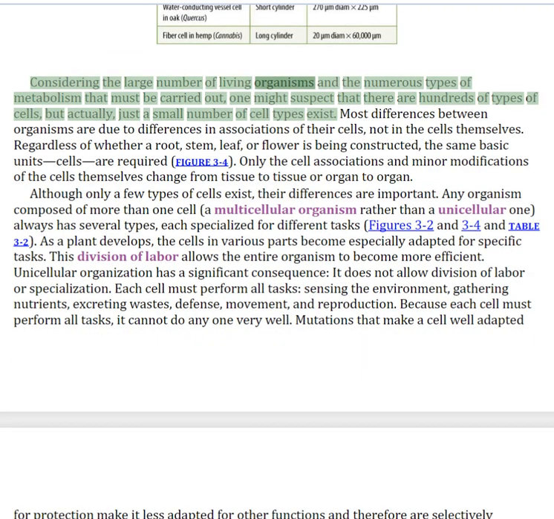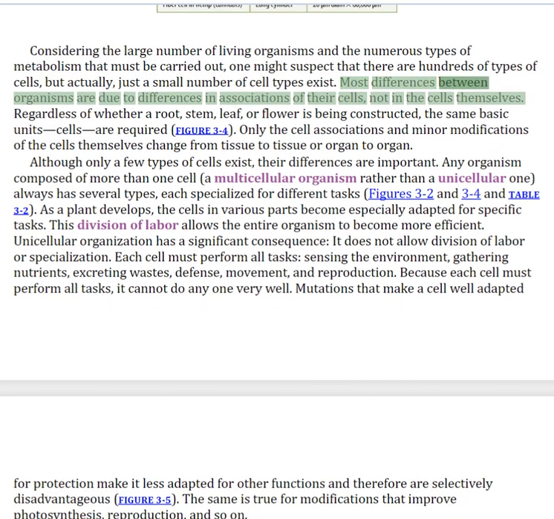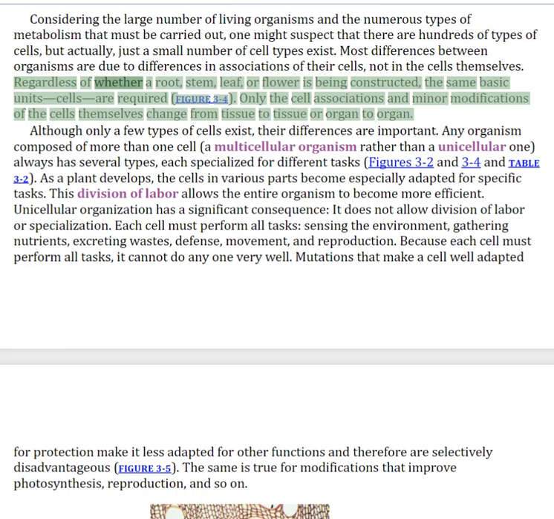Considering the large number of living organisms and the numerous types of metabolism that must be carried out, one might suspect that there are hundreds of types of cells, but actually, just a small number of cell types exist. Most differences between organisms are due to differences in associations of their cells, not in the cells themselves. Regardless of whether a root, stem, leaf, or flower is being constructed, the same basic units, cells, are required. Only the cell associations and minor modifications of the cells themselves change from tissue to tissue or organ to organ.